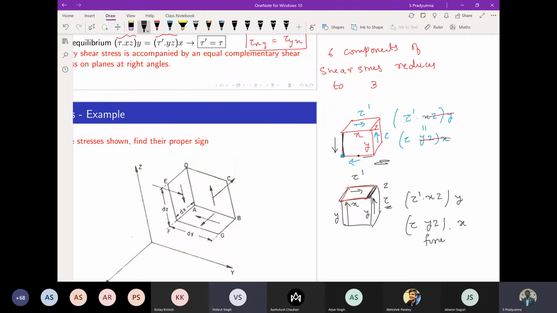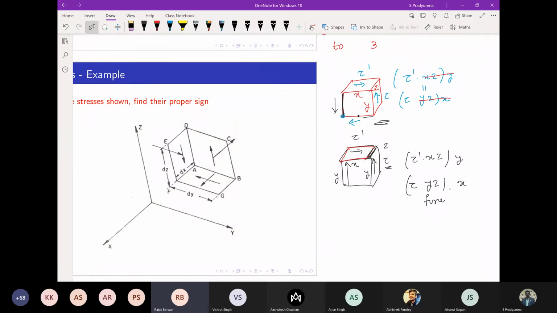Okay, sir. You can consider r cross f also. Yes, sir. Got it. Thank you, sir. If we consider this on the top surface, along the edge of the top surface, you can consider.